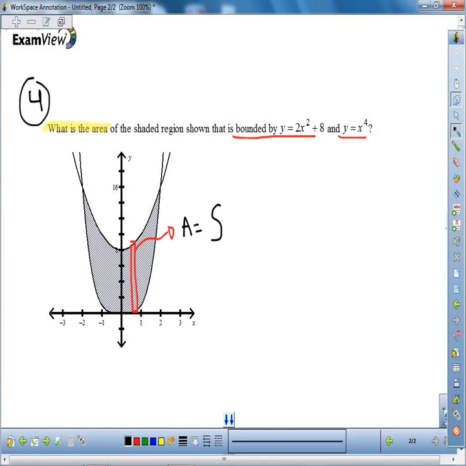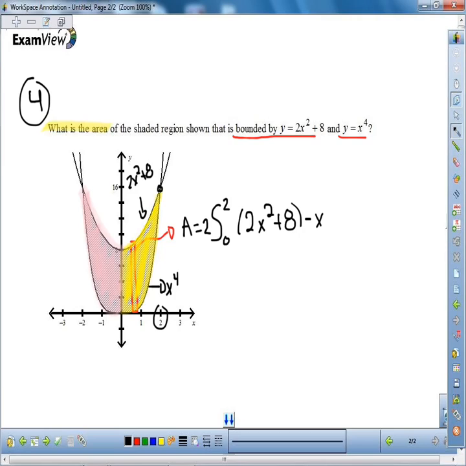And we need to go from where to where. If you notice, the right side of the curve and the left side of the curve are the same. They're symmetric. So instead of going from -2 to 2, we're going to go half and multiply it by 2. So we're going to go 2 times from 0 to 2. Now I need to find the length of my rectangle, and it's the top curve minus the bottom. So notice that the bottom curve is x to the 4th, and the top curve is 2x squared plus 8. So we have the top minus the bottom.